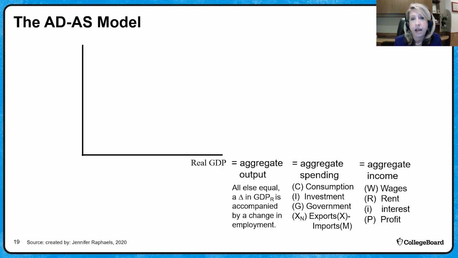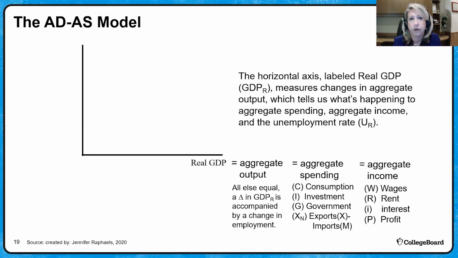So never forget that all of that information is on your horizontal axis. Okay, so the horizontal axis measures the change in aggregate output, tells us what's happening to aggregate spending, aggregate income, and the unemployment rate. If there's any one thing I would want you to get out of this video, it's that changes in real GDP are accompanied by changes in the unemployment rate and also mean there's a change in national income. On that vertical axis, we're looking at the aggregate price level, which can be and is usually the GDP deflator.